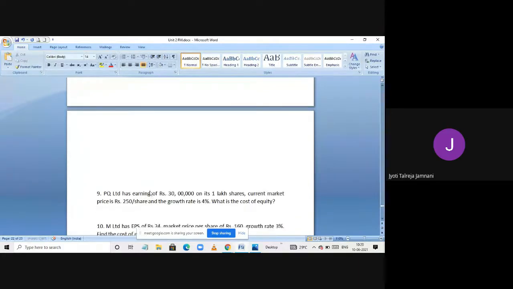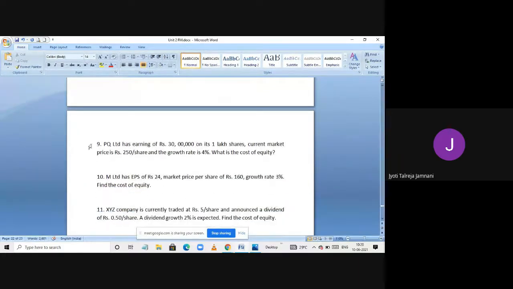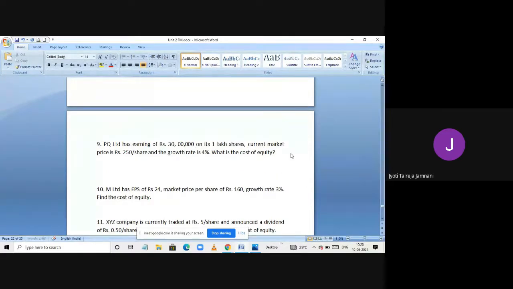The ninth problem. PQ Limited has earnings of rupees 30 lakh on its 1 lakh shares. Current market price is rupees 250 per share and the growth rate is 4%. What is the cost of equity? So again it is like the similar above problem.